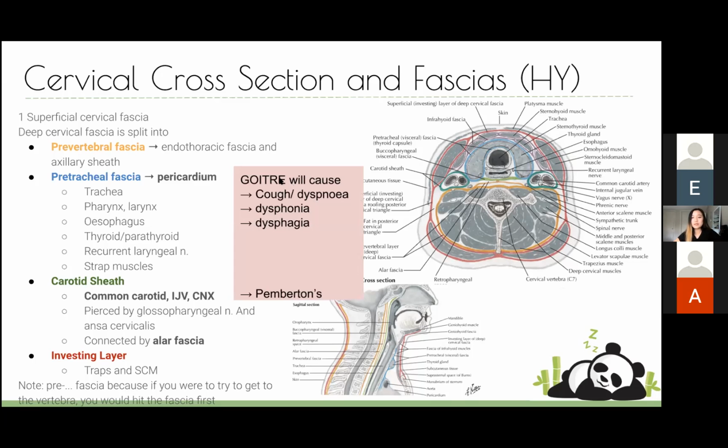So goiter is when your thyroid enlarges. So the symptoms that come along with that, you can think about with the things that are also kind of nearby. So with the trachea, you get cough and dyspnea as it compresses it. With your pharynx and larynx, you get dysphonia, so like not being able to speak properly. Esophagus, you get dysphagia, so difficulty swallowing. And then compression of the IJV, you get Pemberton's. So that's when they raise their arms and they go pink and things like that.